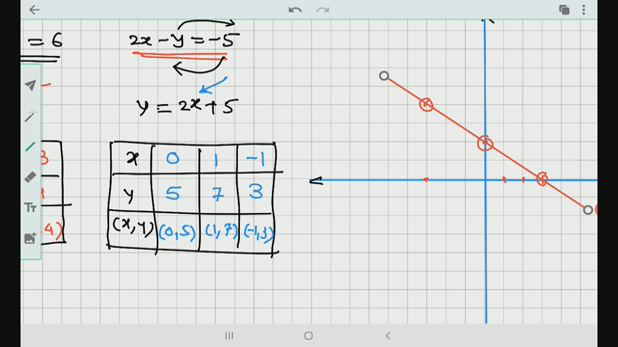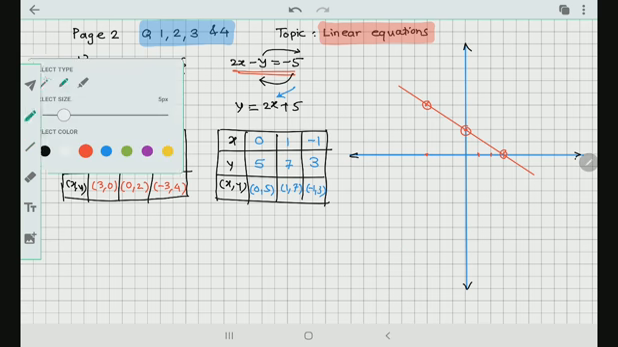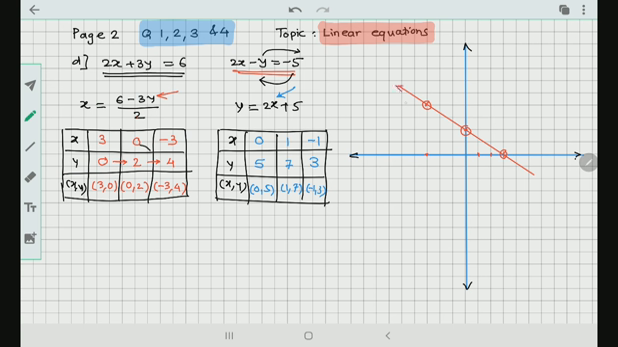I'll just zoom it out. Yes, that's it. I'll just write the equation on this line, which is 2x plus 3y is equal to 6. Even you have to write this.